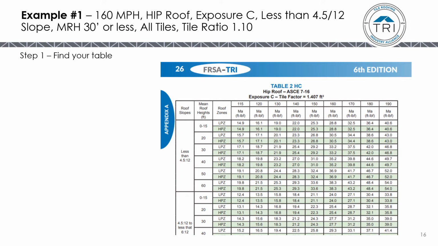Example 1 will be a hip roof exposure C, less than 4.5 on 12 roof slope, a mean roof height of 30 foot. We'll look at all the profiles and a tile ratio of 1.10. Step 1 will be find our table. We see that it's a hip roof, exposure C, so we choose table 2 HC, which stands for table 2, hip exposure C, and we find that on page 26.